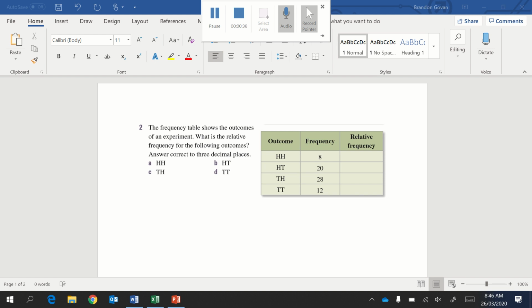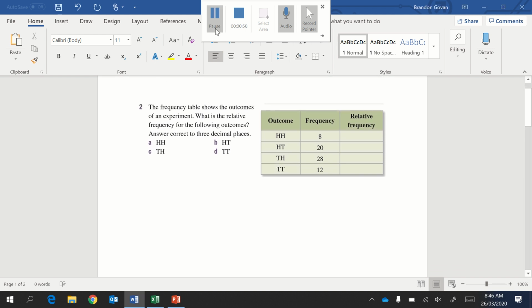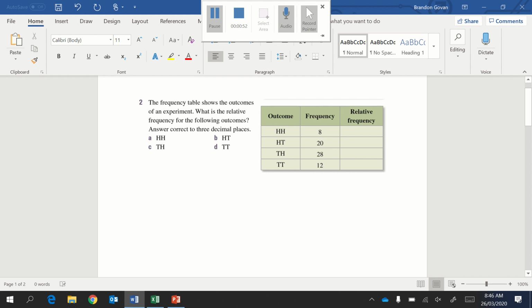I'm going to do question 2 from exercise 5F. You guys don't have to do this one, but this is just an example of how we would do a relative frequency table. So enough chatter, let's get to it. Question 2 says that the frequency table shows the outcomes of an experiment. What is the relative frequency for the following outcomes? Answer correct to 3 decimal places.